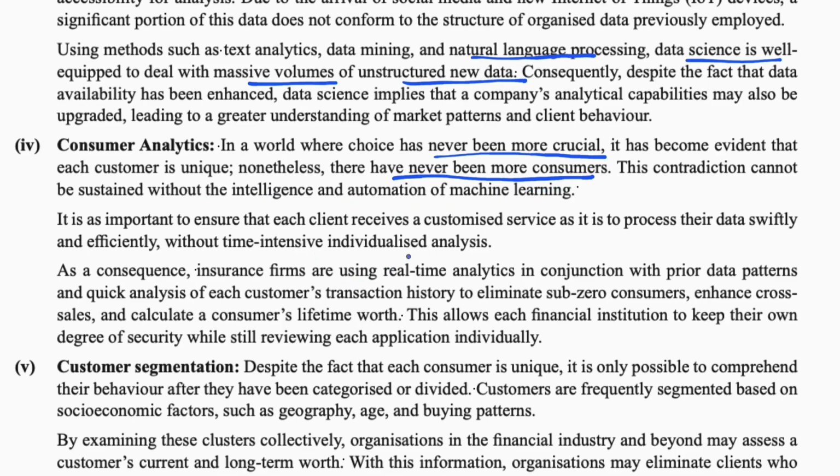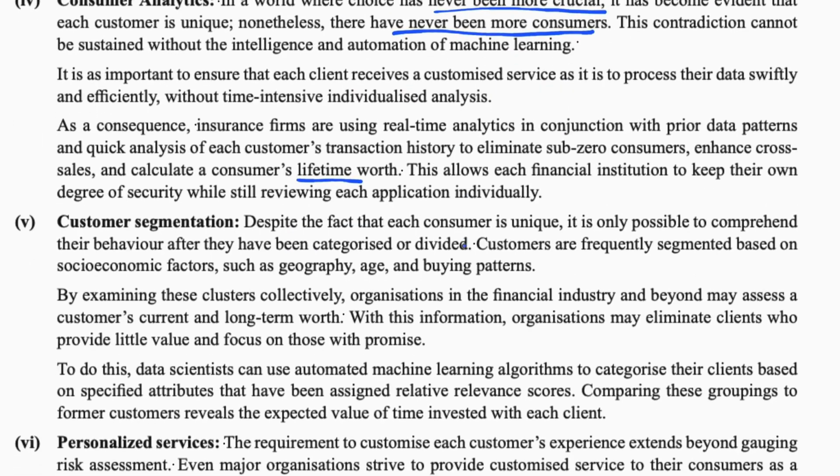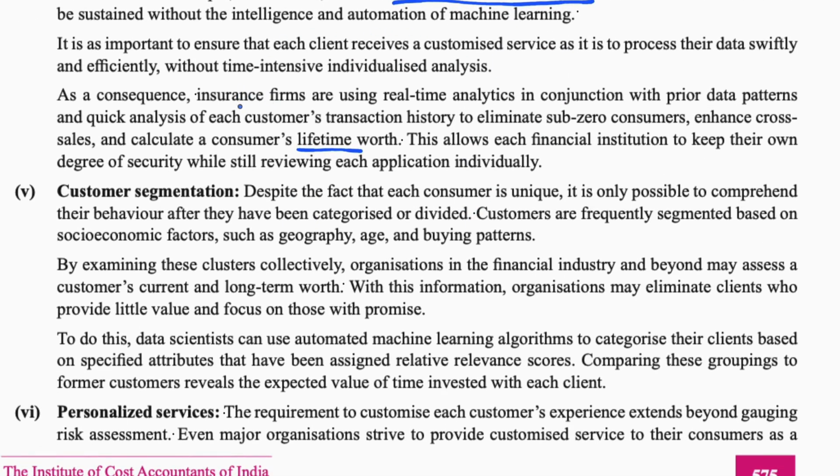Insurance firms are using real time analytics in conjunction with prior data patterns and quick analysis of each consumer's transaction history to eliminate sub zero consumers, enhance cross sales, and calculate a consumer's lifetime worth. So, in consumer analytics, companies usually use your transaction history to predict your lifetime value. For example, an insurance company uses your historical data to recommend the exact premium you should pay and figure out what other products they can sell to you.